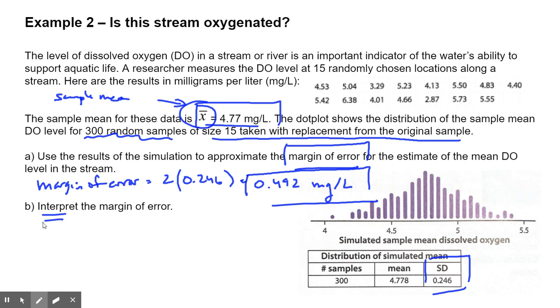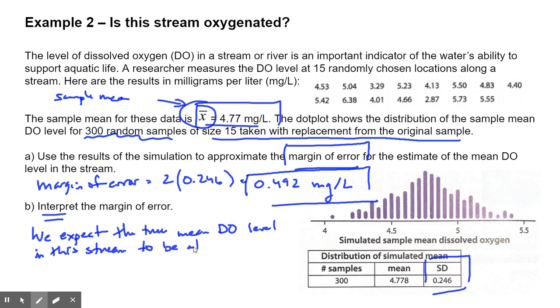And now we interpret the margin of error. So here's our interpretation. We expect the true mean DO level in this stream to be at most. So there's your words, to be at most. That's your cue for a margin of error, to be at most 0.492 milligrams per liter from the estimate of 4.77 milligrams per liter. It's a little redundant to put the units twice, so if you don't put them twice, it's okay, but you know, I'm all about units and labeling. Okay? And there we go.